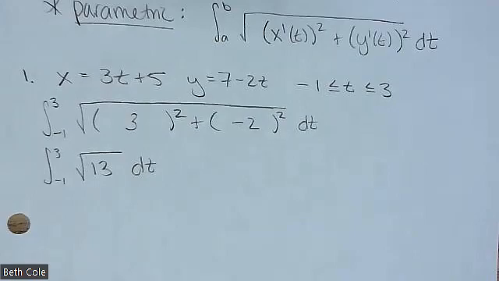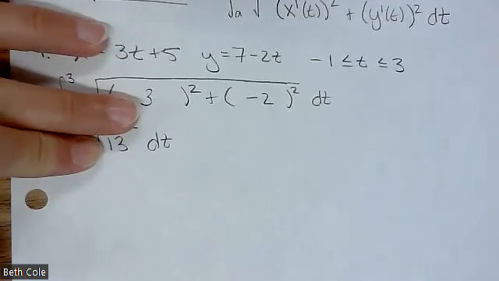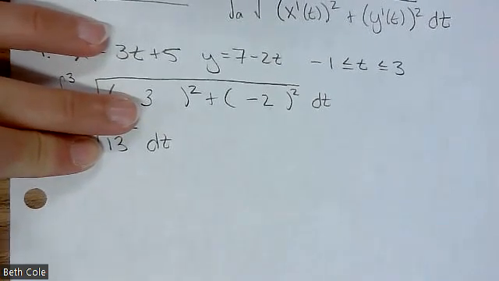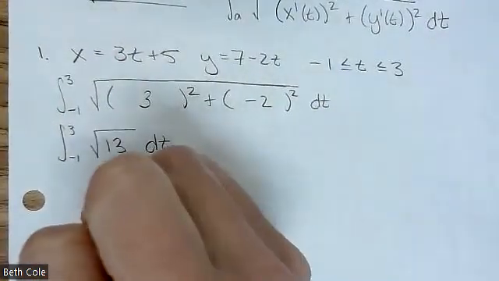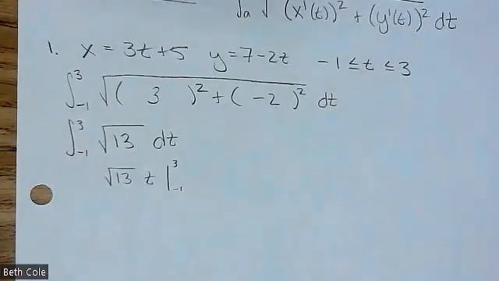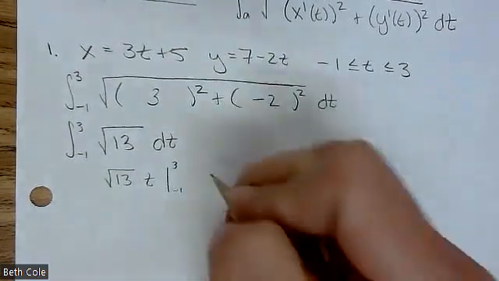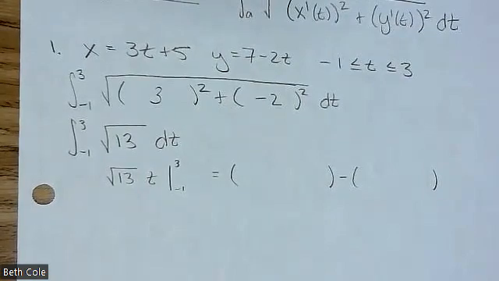I know it looks weird because it's a square root, but pretend it's not a square root for a second. What would be the antiderivative for just 13? In this case, it's going to be 13t. But if there's a square root there, then your antiderivative is square root of 13 t. It's just a number. It's an irrational number. It's got a square root in it. And then we're going to do upper boundary minus lower boundary, and that'll be our answer.